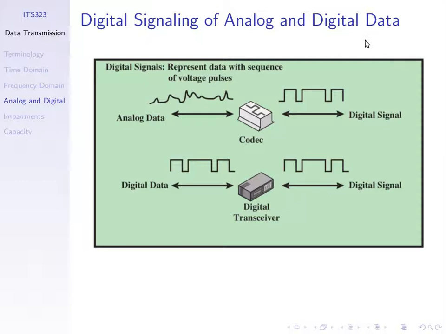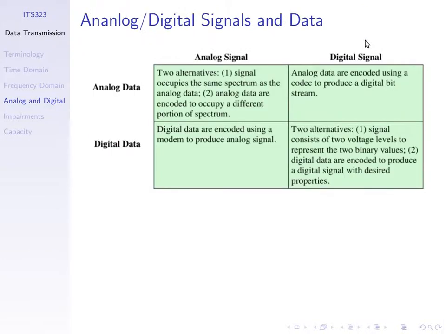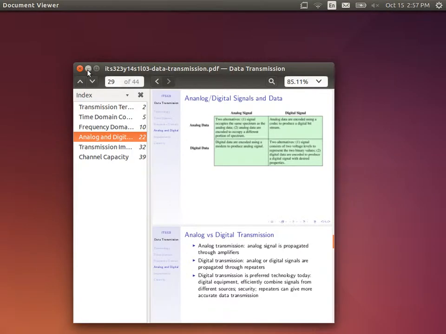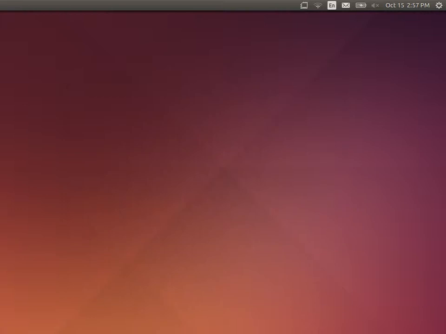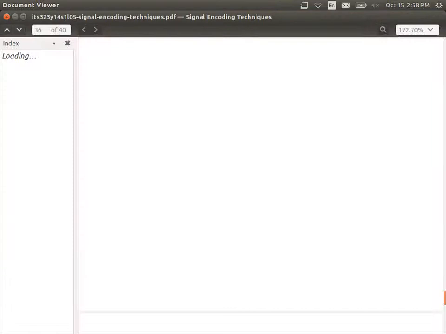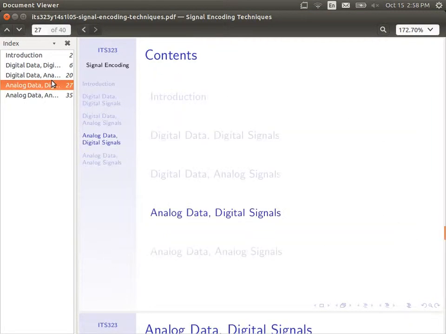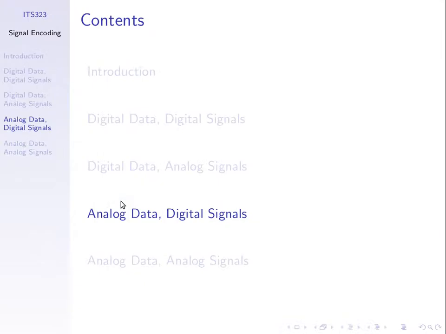And we'll go to that now, which is on our other set of slides, signal encoding techniques. So jump forward to signal encoding techniques. And the third approach, analog data transmitted using digital signals. And in fact, what we do is we take the analog data, convert to digital data, and then transmit digital signals.